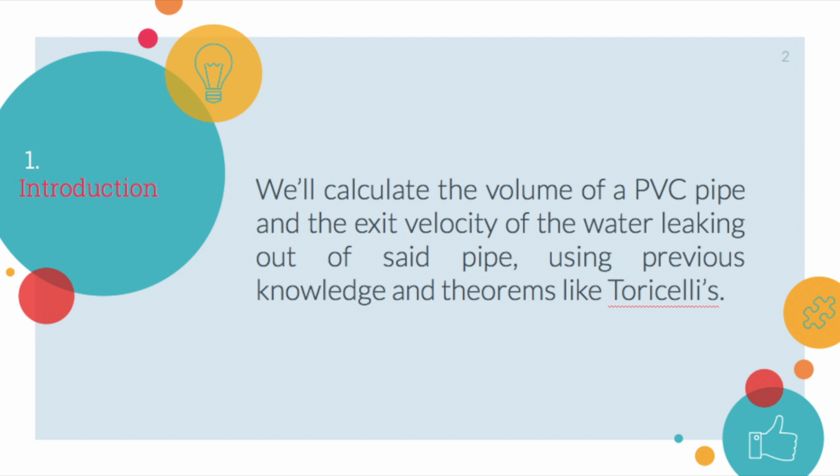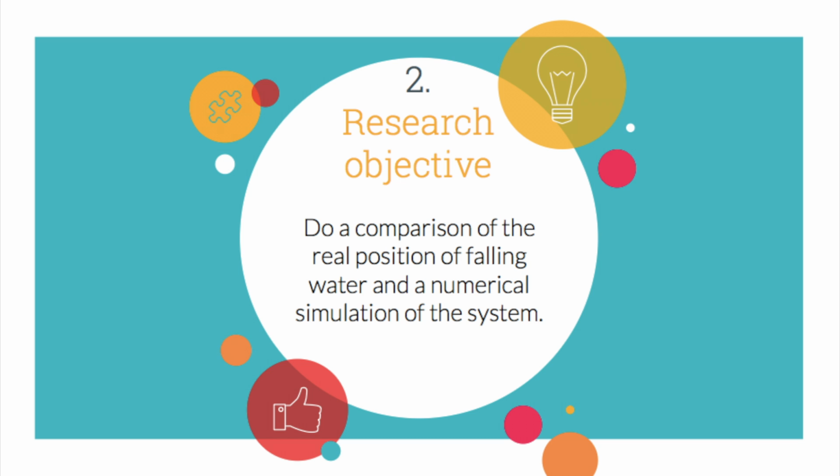Calculate the volume of a PVC pipe and the exit velocity of the water leaking out of said pipe, using previous knowledge and theorems like Torricelli's. Do a comparison of the real position of falling water and a numerical simulation of the system.